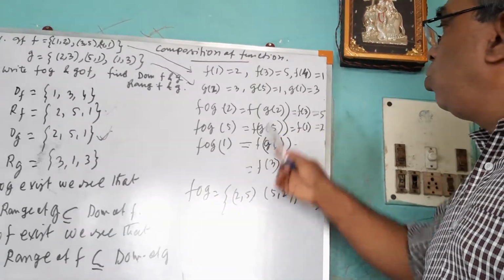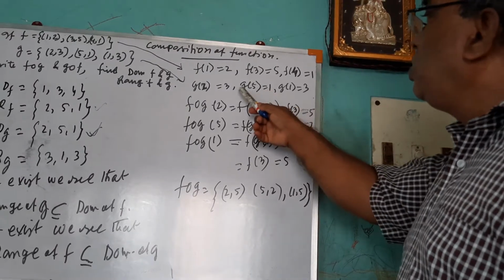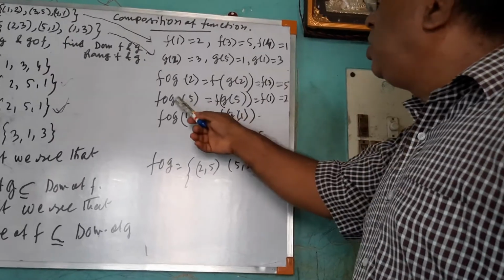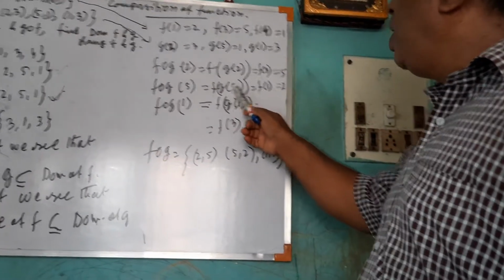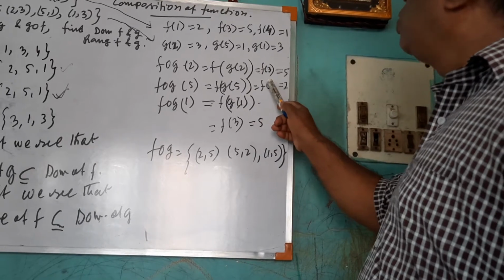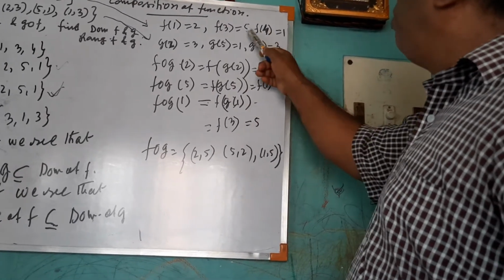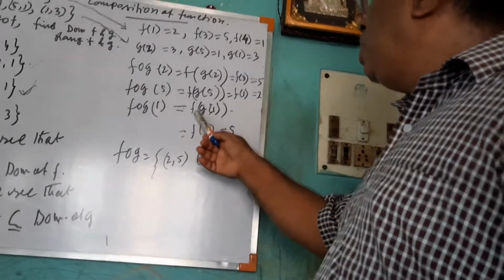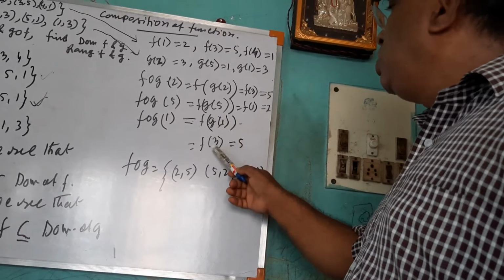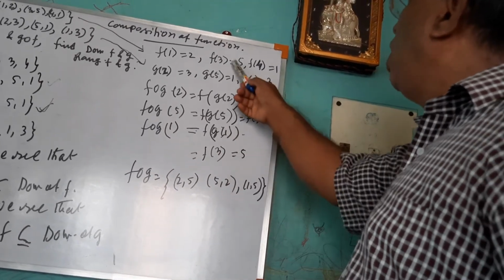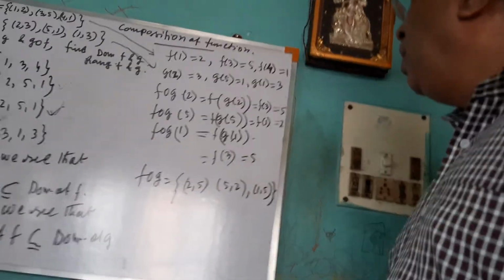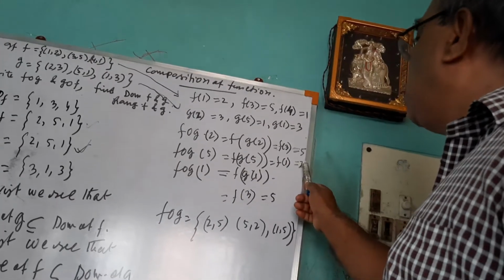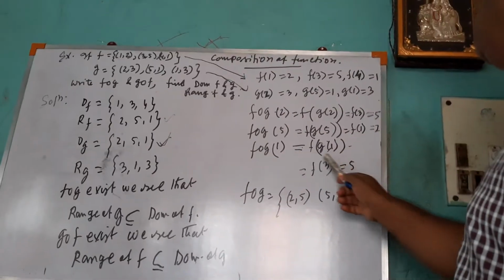So now FOG2 means F of G2. What is G2? G2 is equal to 3. So now F3 equal to 5. What is FOG5? That is F of G5. What is G5? G5 is equal to 1. So F1 equal to, now F1 it is given, F1 is 2. Now F of G1. What is G1 value? G1 is 3, F3 value is now 5. So now FOG you can write, that is when it is 2 then it comes 5, that is 2, 5. When it is 5 then it comes 2, that is 5, 2. When it is 1 this is 5.